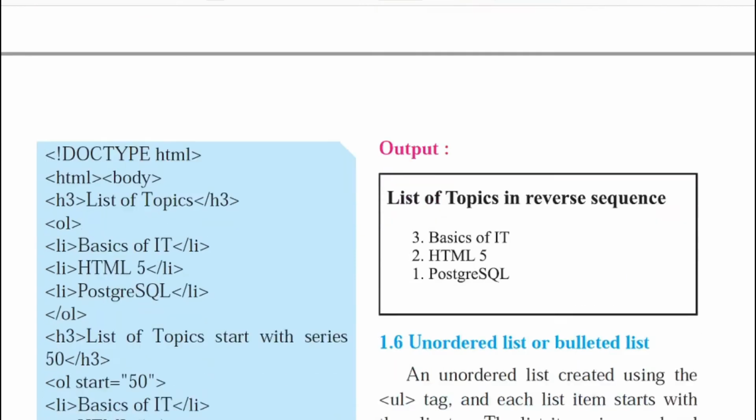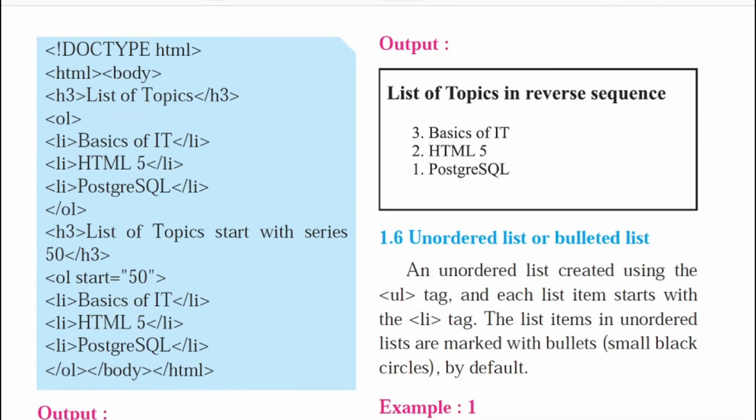Moving further, my dear students, here is a simple program which shows us how exactly an ordered list is created. You can see the small program: HTML, body, and then we have given a heading called list of topics, and here is something which we can do in an ordered list. We begin with the OL tag and then li, the topic name, li close. We want to put 3 topics, so we have put all the 3 topics.